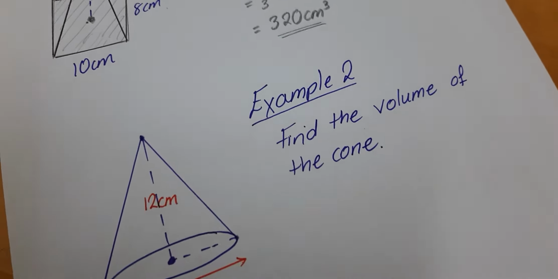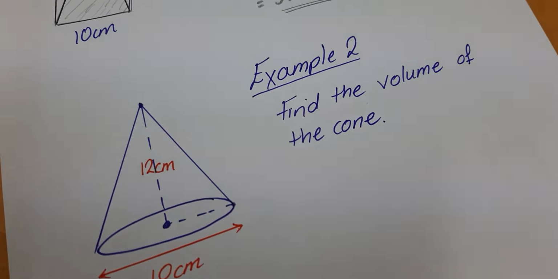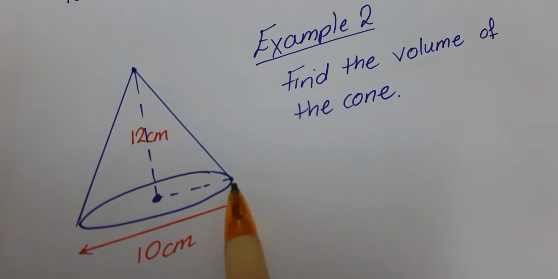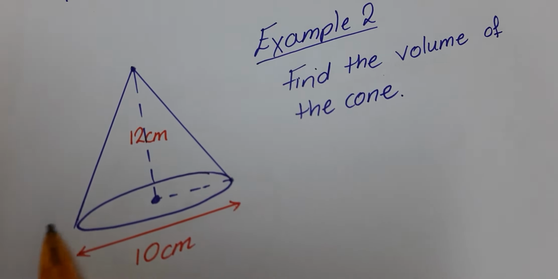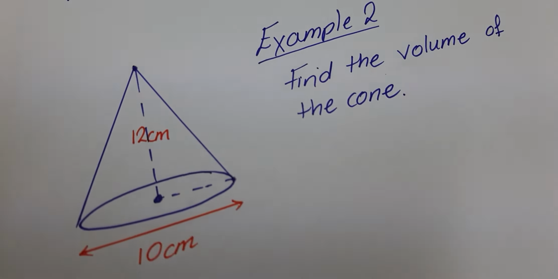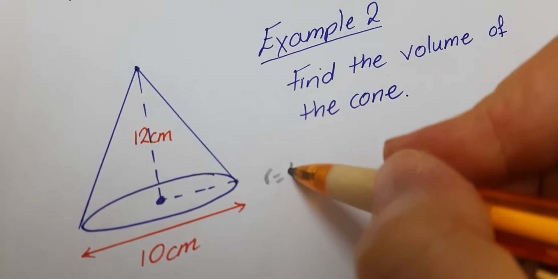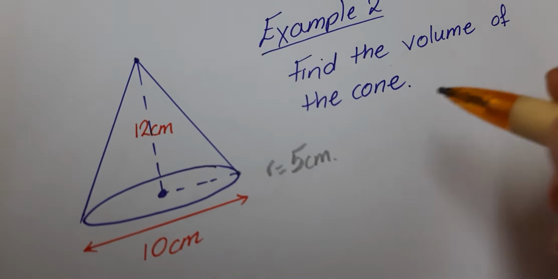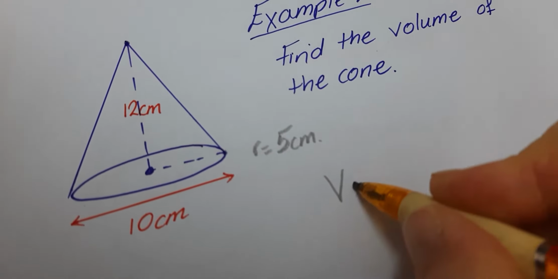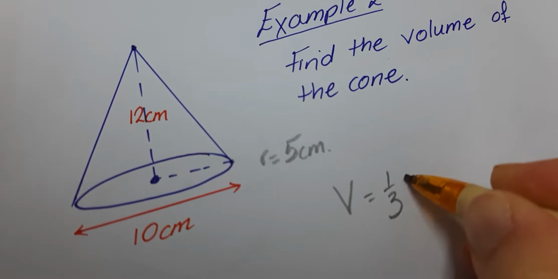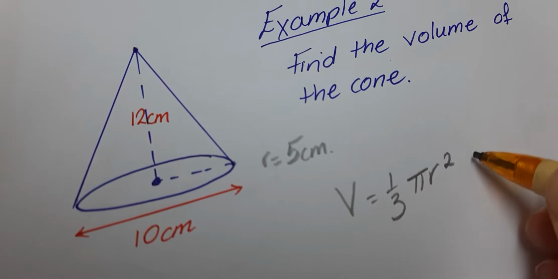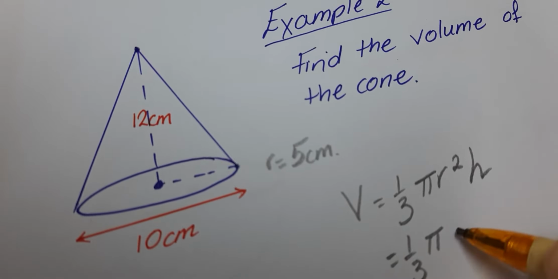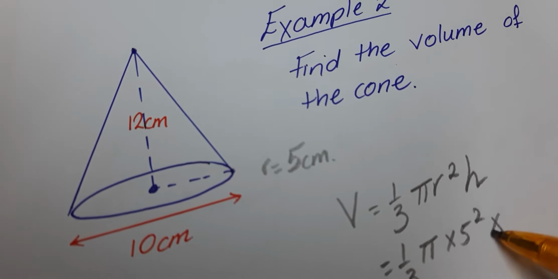Next example, find the volume of this cone. Okay, we have a vertical height of 12. We can see right across here it's 10 centimeters, which means the radius must be half of that because that's the diameter. So I know immediately that the radius on this is 5 centimeters. Okay, so the volume of a cone is 1/3 base area, which we know is a circle. So that's pi r squared times h, which is 1/3 pi times 5 squared times the height.